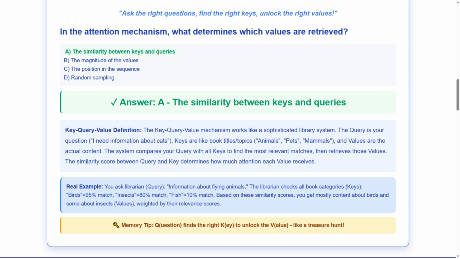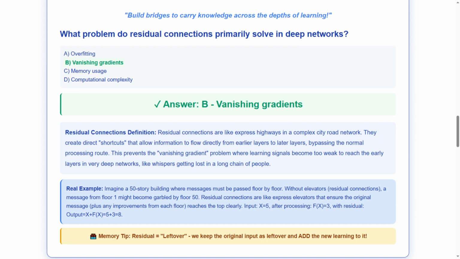The memory tip teaches us that the question finds the right key to unlock the value, like a treasure hunt. Think, treasure hunt for information. Our next question addresses a crucial architectural component.